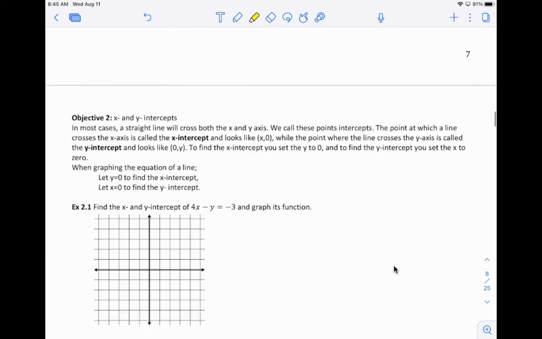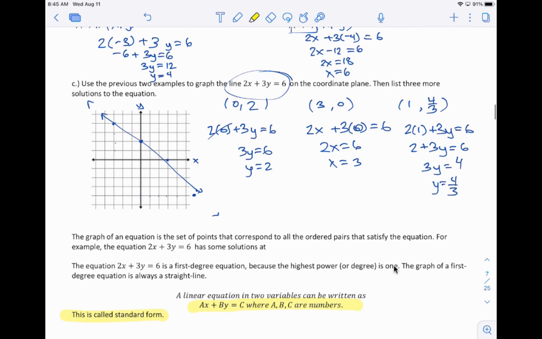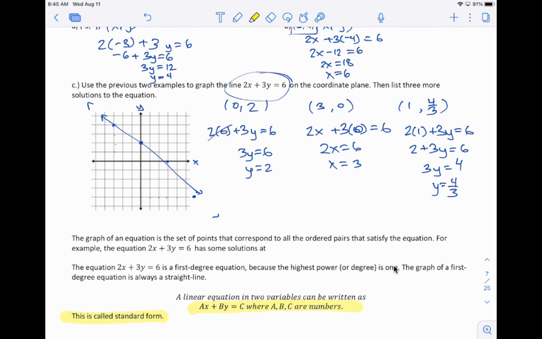Next up, in the next video, we're going to talk a little bit more about these two guys here, the 0, 2, and the 3, 0, why they're important. If you have any questions, reach out to your teacher.